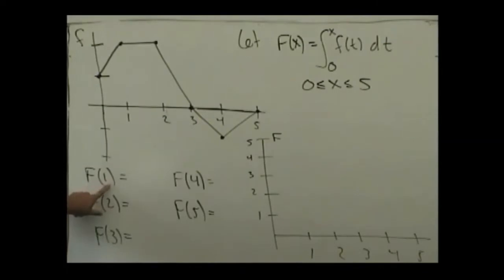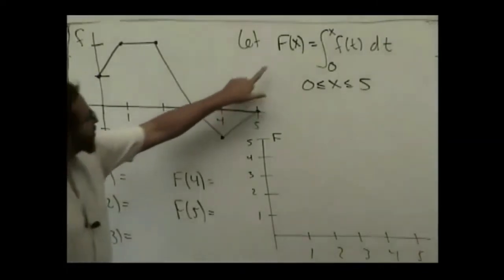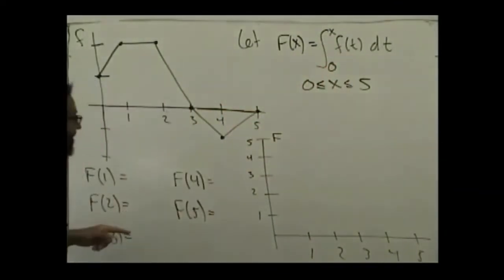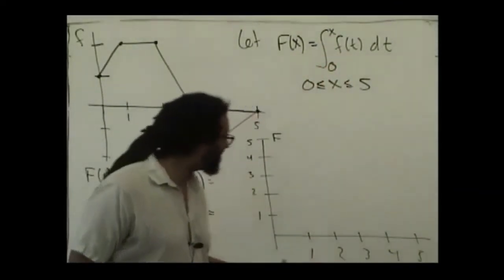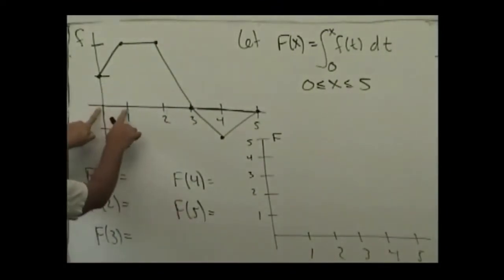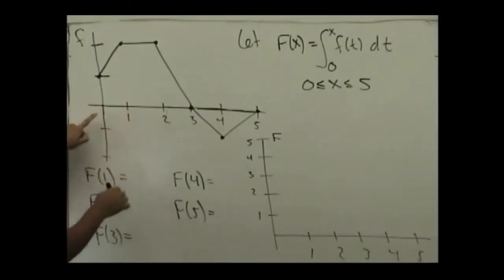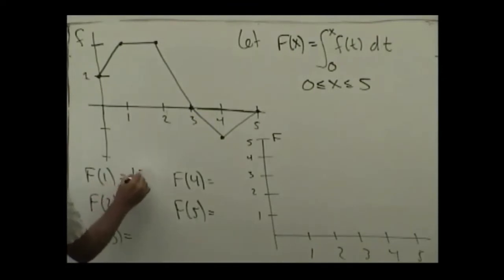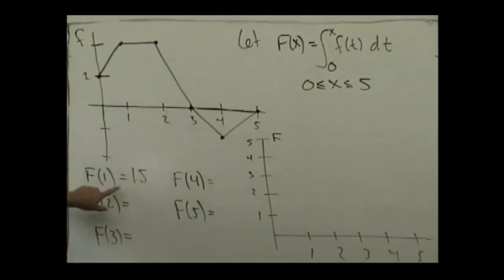So what's capital F of 1 then? Well, it's the integral from 0 to 1 of the function lowercase f. And remember, integral means area under the curve. So we want the area under the curve starting at 0 and stopping at 1. So it looks like you've got a square and a triangle. So you've got an area of 1, and then an area of 1/2. So it looks like capital F of 1 is 1.5. So basically, we just found the area of this region right here.